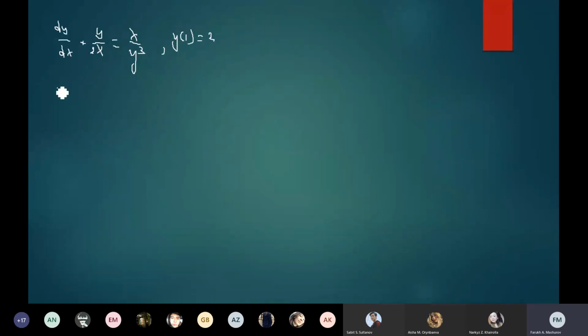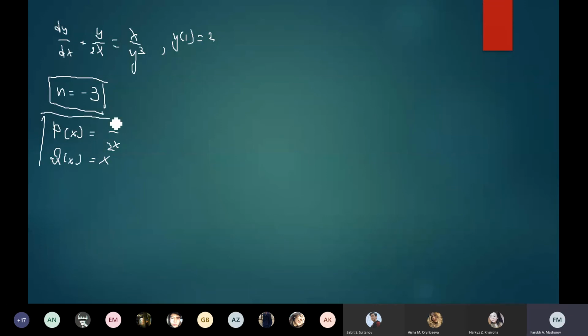So again, guys, what is n? What will be n, guys? This one is in standard form, so we can define n is equal to minus 3. Am I right? The power of y is equal to minus 3. So what will be p(x)? p(x) is equal to 1 over 2x. q(x) is equal to what? x. Is it clear? Do you have questions here?